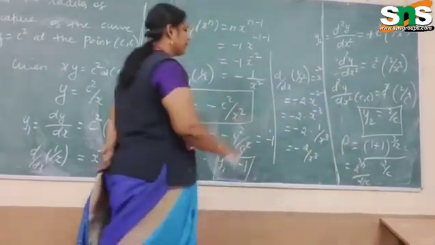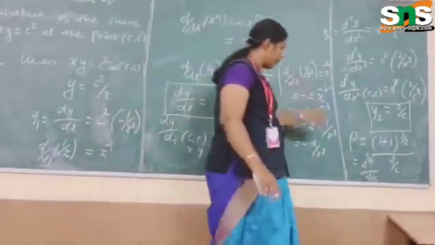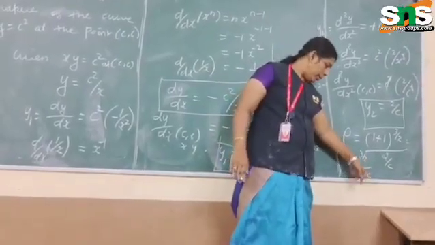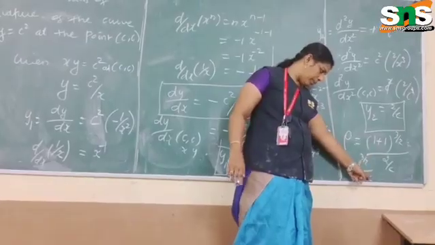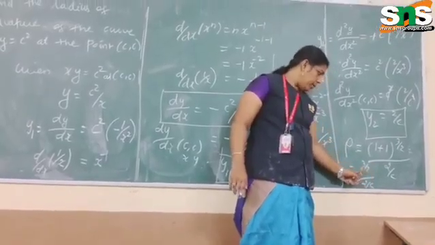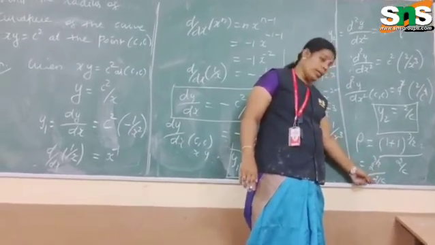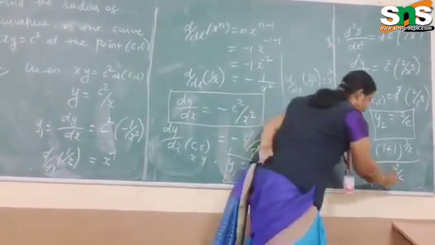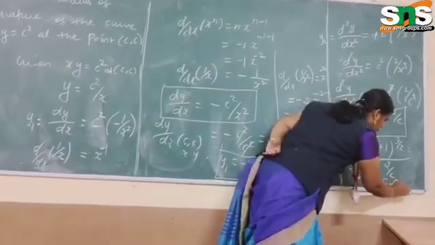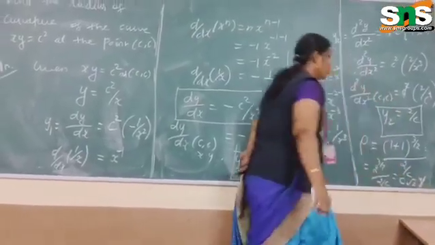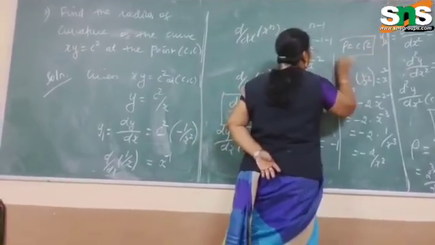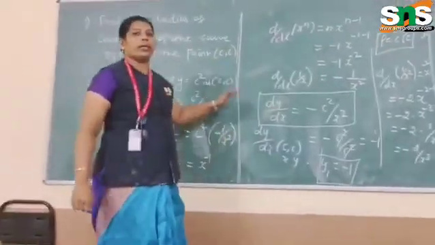2 power 3 by 2 can be written as 2 into root 2, divided by 2 by c. Bring c to the numerator, so c into 2 root 2 divided by 2. The denominator 2 can be written as root 2 into root 2. Cancelling this, the final answer is c into root 2. This is the rho value, the radius of curvature, rho equal to c root 2. This is the final answer.